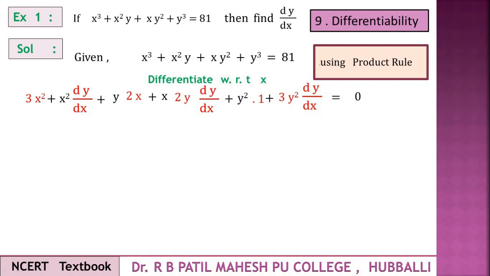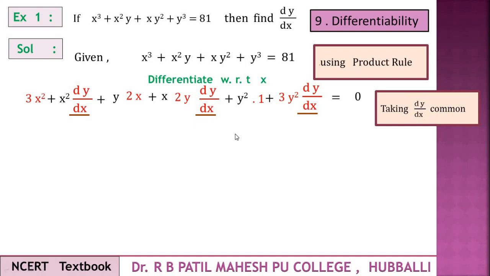I hope you understood differentiating the implicit equation in the given example. Now in this equation, we have many dy by dx terms. See here, first one, second one, third one. Take dy by dx common and then find the dy by dx answer. We have three terms, taking dy by dx common.